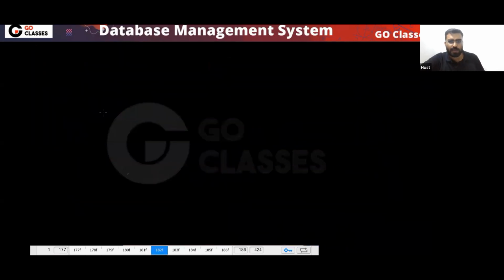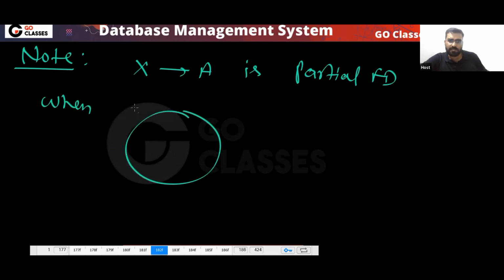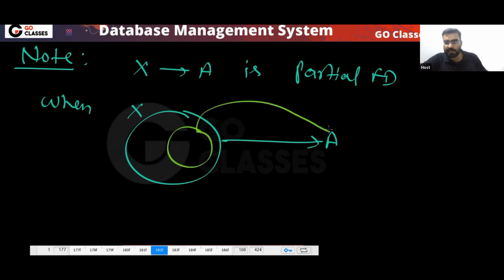Do you remember the definition of partial? For example, I can say X goes to A is a partial FD if some proper subset of X determines A. Do you remember this definition?